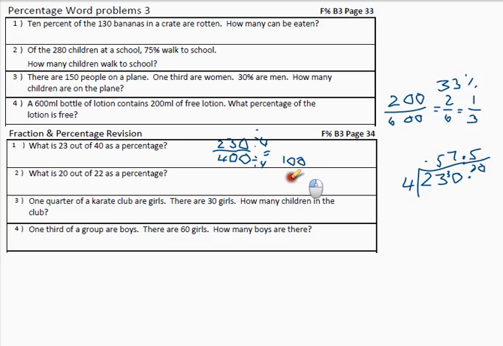So my answer is 57. Oops, not there. My answer is 57.5 over 100, which is 57.5%. Okay, now you try the rest, pause the video now, and we're moving to the answers now.